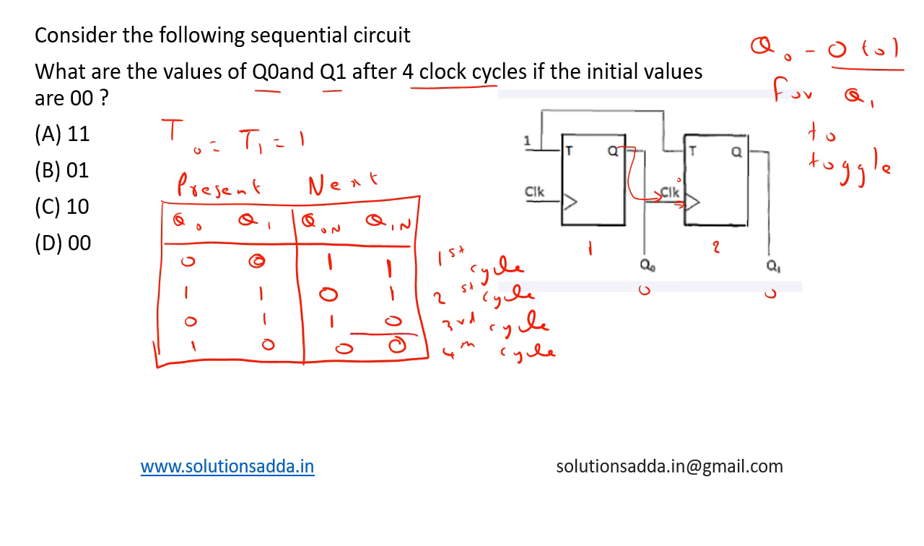So the final output of Q0 and Q1 after the fourth cycle is 0, 0. So based on the options, option D is the right choice.